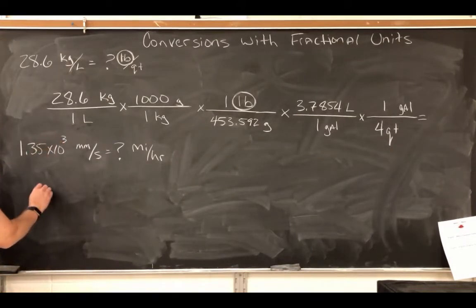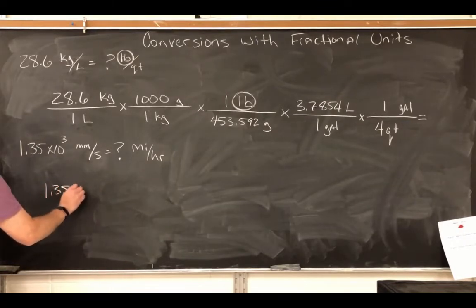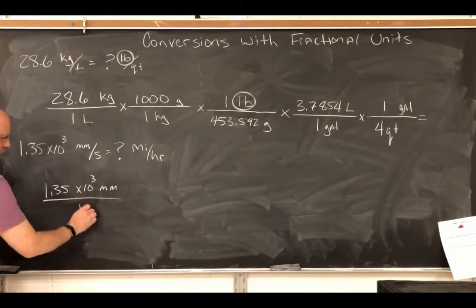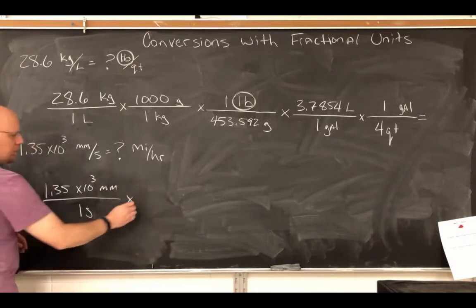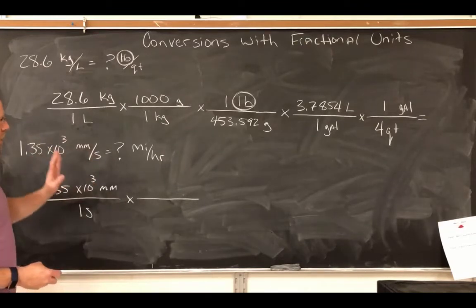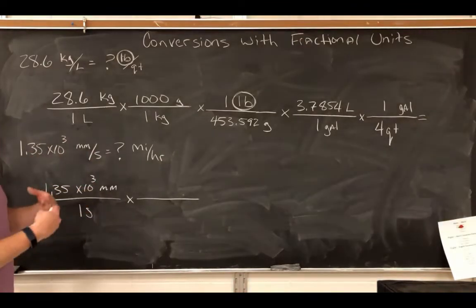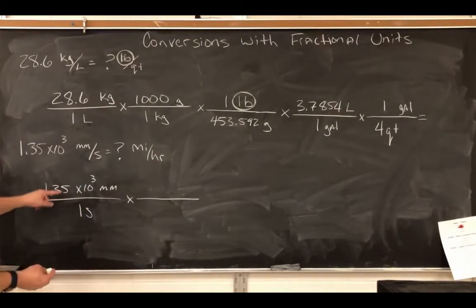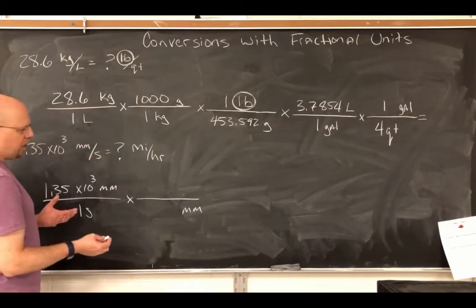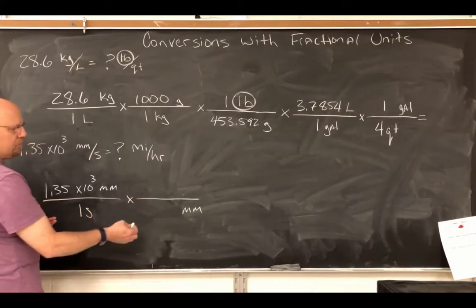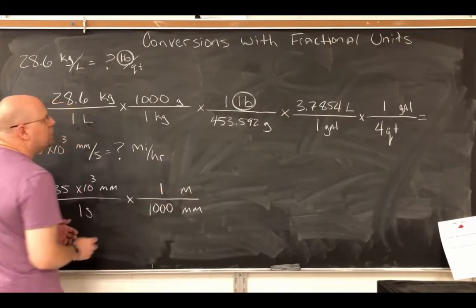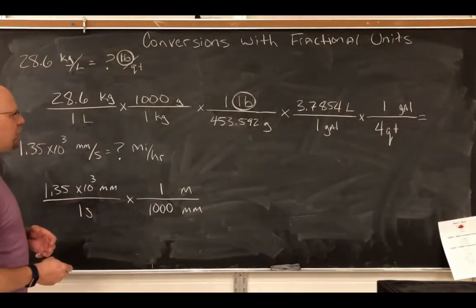Same basic idea. We're going to start off with 1.35 times 10 to the 3rd millimeters over 1 second. Now, for consistency's sake, I'm going to do the top part first again. You can do the bottom part first if you want. Either way, the basic process is still the same. So we want millimeters on the bottom. The only conversion we have for English to metric is to get into the base unit. So we want meters, and there are 1,000 millimeters in 1 meter. Again, something that you're going to have memorized if you don't already.